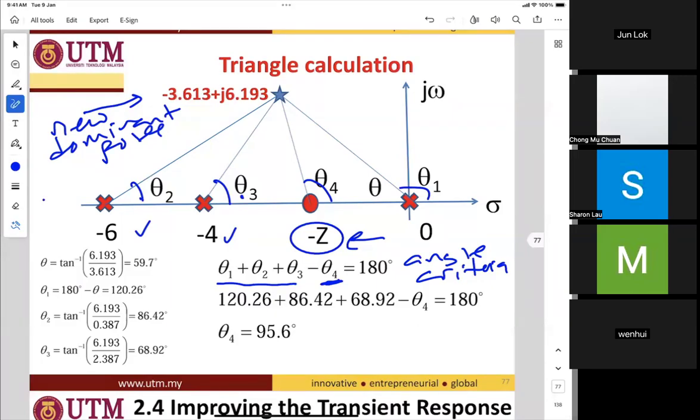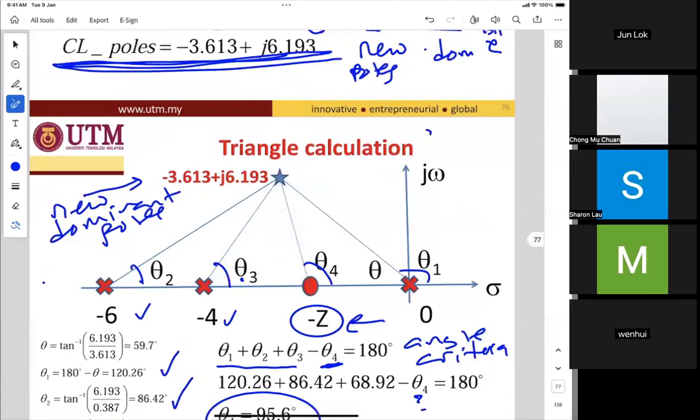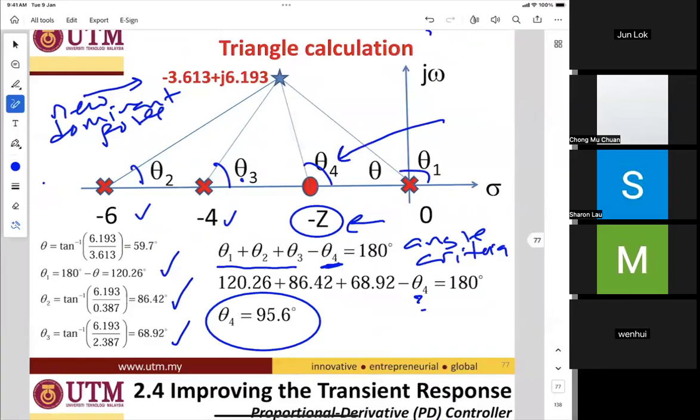Calculate theta 1 using trigonometry, calculate theta 2, then calculate theta 3. Insert minus theta 4 unknown, equal to 180, then theta 4 we get as 95.6, which makes sense. Our assumption is over here, 95.6.